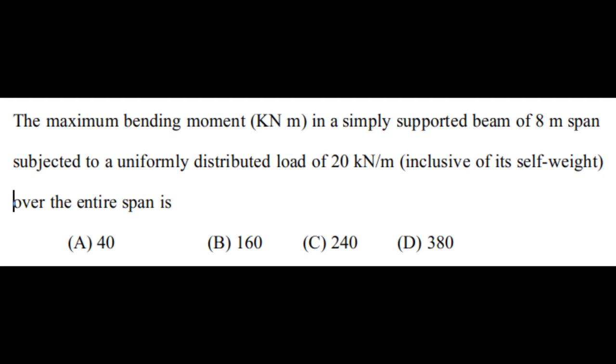Let us start. The maximum bending moment in kilonewton meter in a simply supported beam of 8 meter span subjected to a uniformly distributed load of 20 kilonewton per meter inclusive of its self weight over the entire span is 40, 160, 240, 380. Let us solve it.